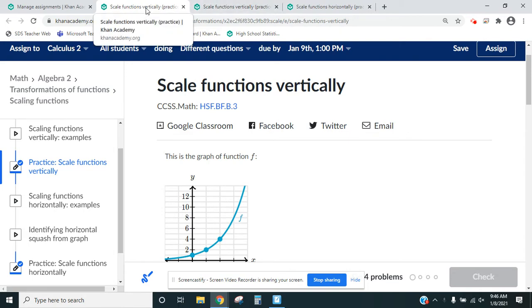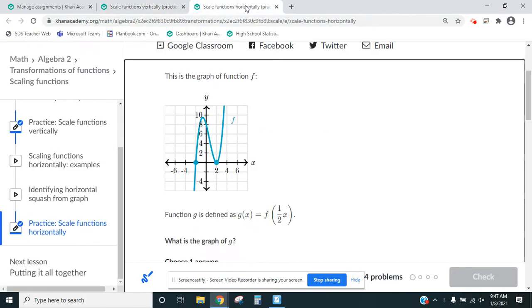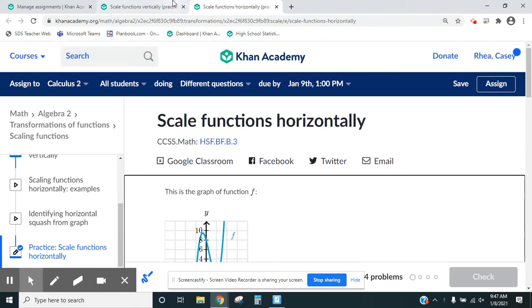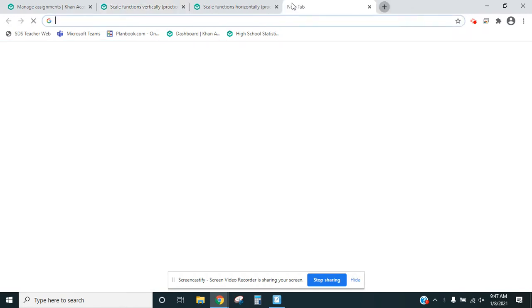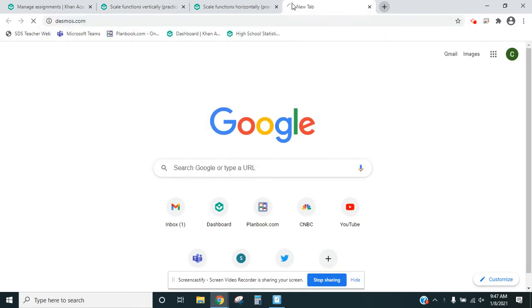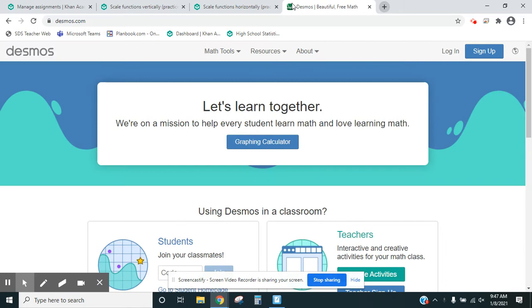So two assignments today: scale functions vertically and scale functions horizontally. It's going to look like that, people. Okay? So what does this mean, scale? Let's go to Desmos. Let's do this right now, everybody. Let's graph some stuff.